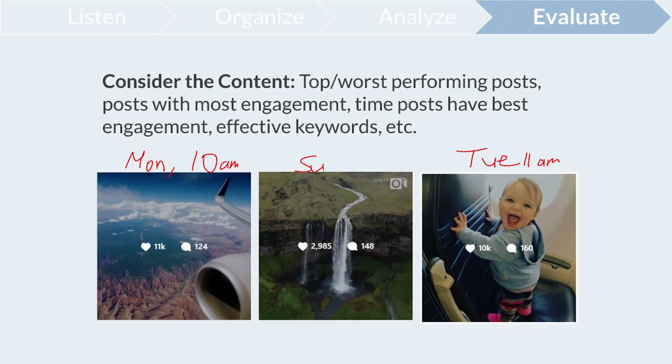And this one in the middle is the only odd one. It's posted Sunday 1 p.m. So maybe we know and see a trend. Hey, all posts on Sunday do badly. Maybe we shouldn't post on Sunday anymore, just as an example.